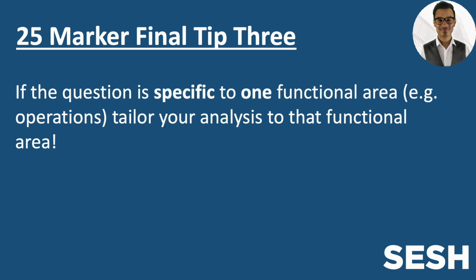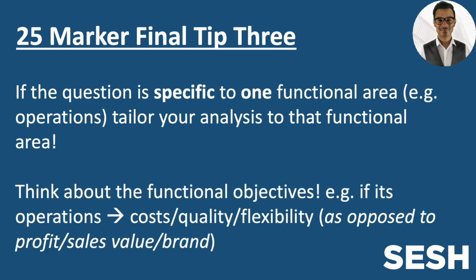Third tip, the final tip here, is if the question is specific to one functional area, we're talking operations, finance, HRM, then make sure you tailor your analysis to that functional area. You might want to think about the functional objectives and being aware of the functional objectives of each functional area. For example, if it's operations, you want to be talking about costs, quality, flexibility, it could be dependability, as opposed to if you're talking about other functional areas, maybe it's marketing, you'd want to talk about brand or sales value.